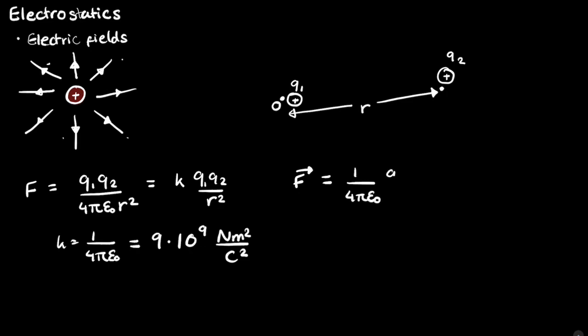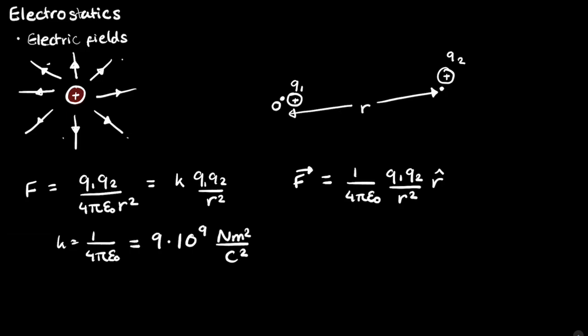So the charges stay as they are because they're of course just scalar quantities. Charge is a scalar quantity. And the distance is going to be r squared. But how do we represent this as a vector? Well, we simply put a little r hat afterwards, and r hat is the unit vector which points radially outwards.